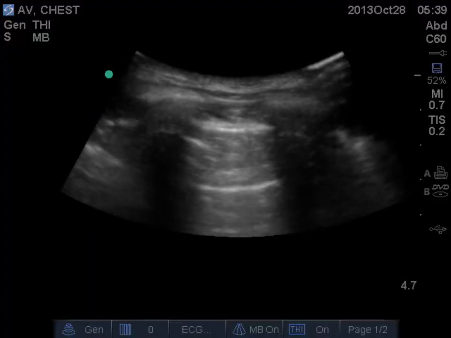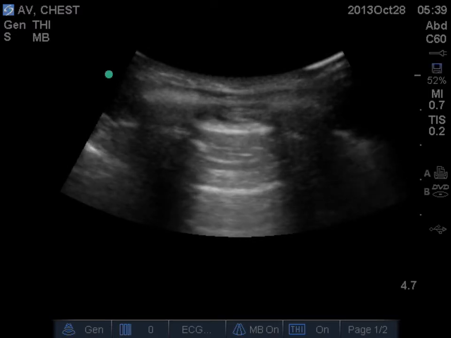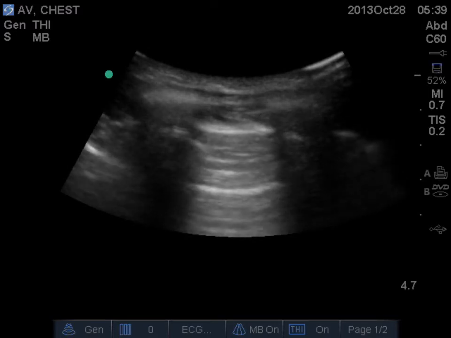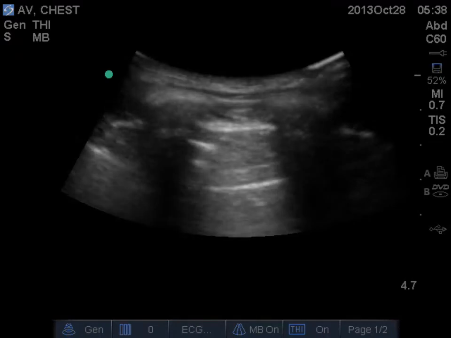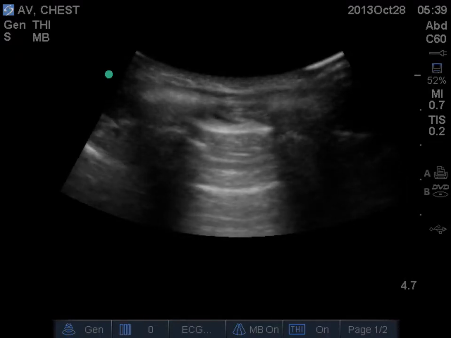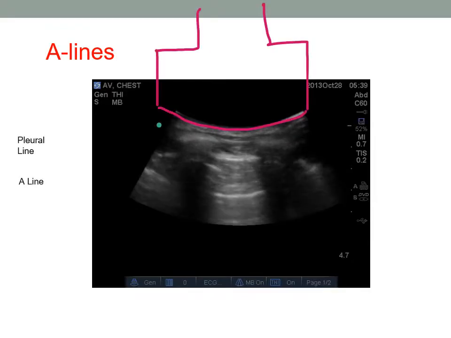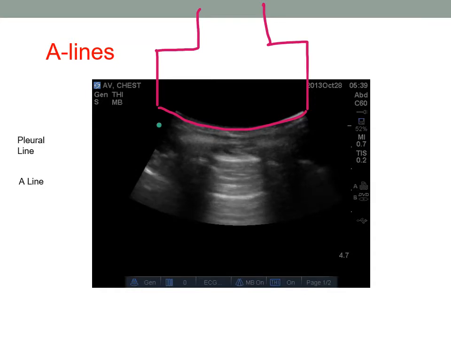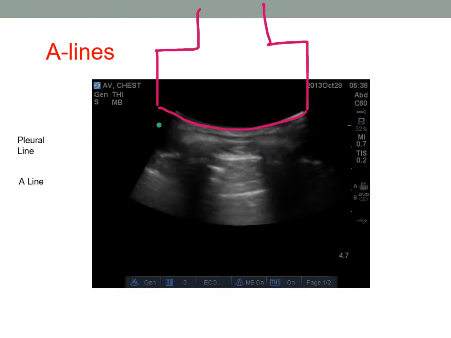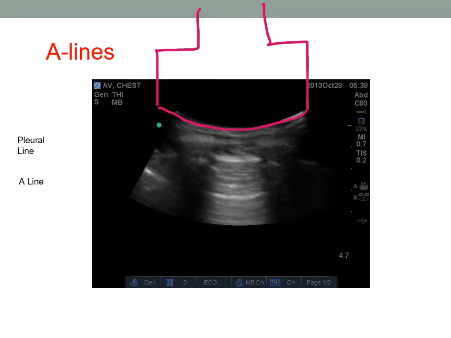When you put the ultrasound probe over normal lung, this is what it looks like. And this might look a bit difficult to interpret to begin with, so let's break it down. First of all, that's the probe there, right at the top. Sorry about my drawing. This is using a curvilinear probe, so that's why it looks like that.